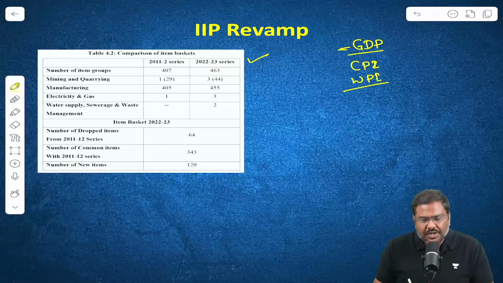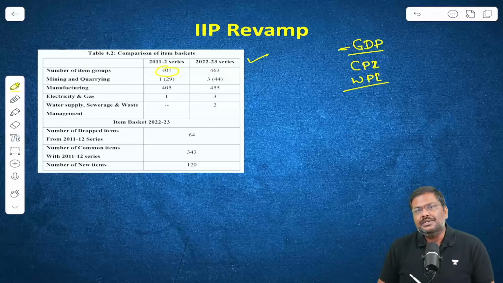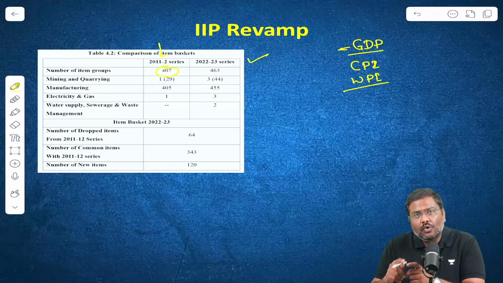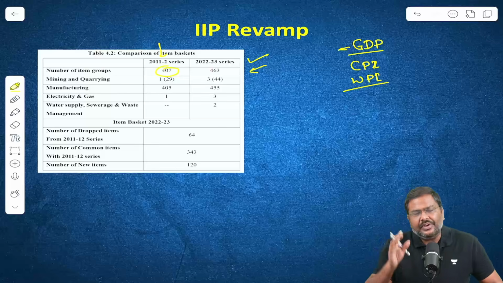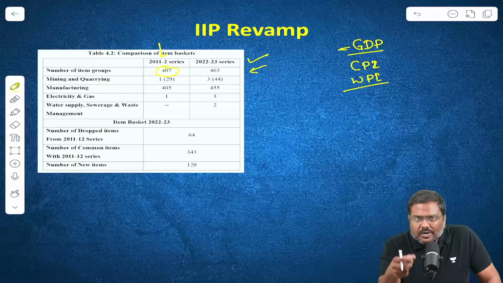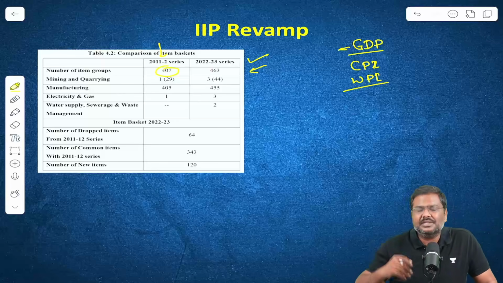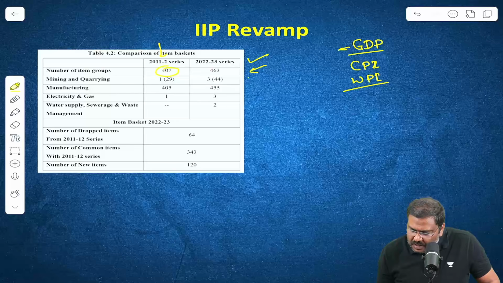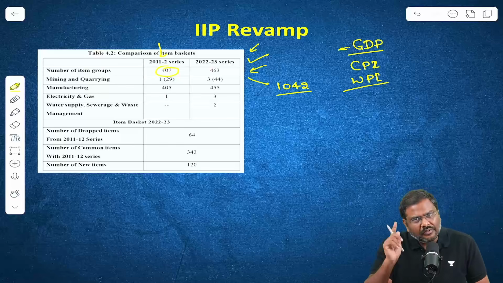Now, what are the important changes? Let's decode them. First and foremost, the number of item groups in the calculation of IIP with the base year of 11-12 was 407. This number has been changed to 463. Now, before I go forward, this is the item group. It is not representing the total number of products which are covered under the IIP basket. For the total number of products, please remember the number 1042 products with the new base year of 22-23.